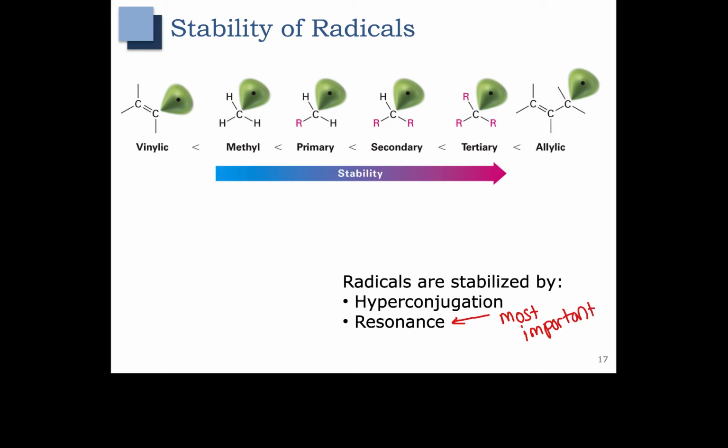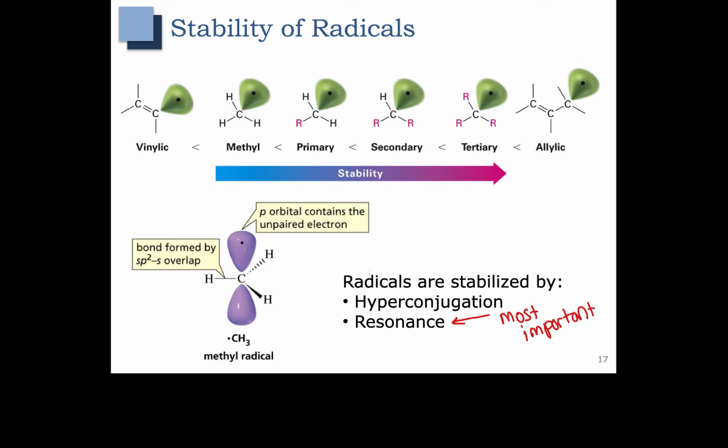Now, what do I mean by hyperconjugation? Remember that hyperconjugation is the ability of nearby carbon and hydrogen bonds to donate in and stabilize a radical. So methyl radical, you can see here, is highly unstable because there's no nearby carbon-hydrogen bonds to donate into and support this p orbital.